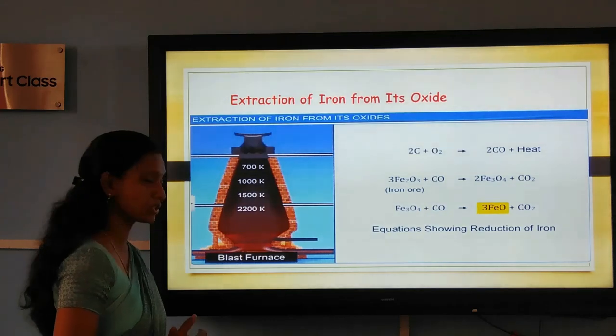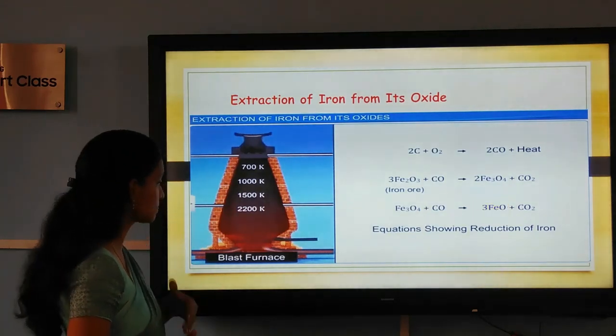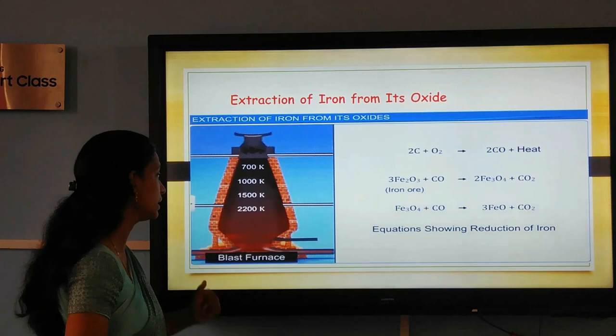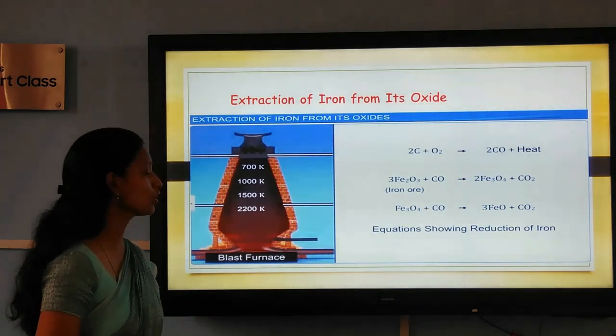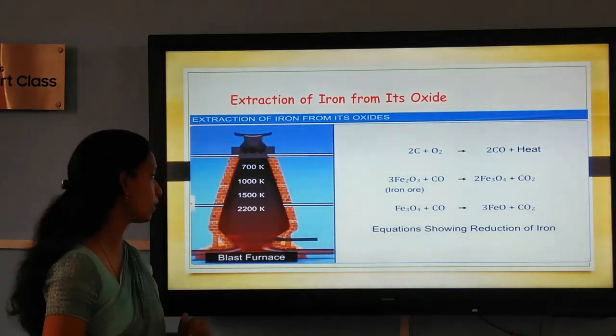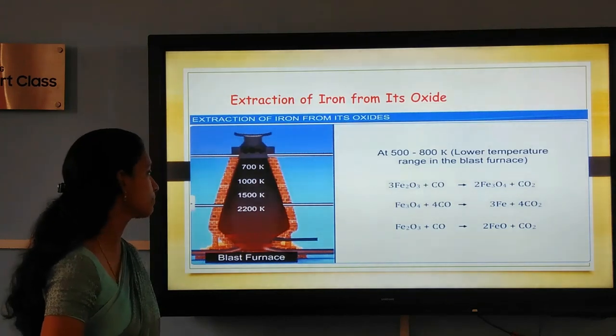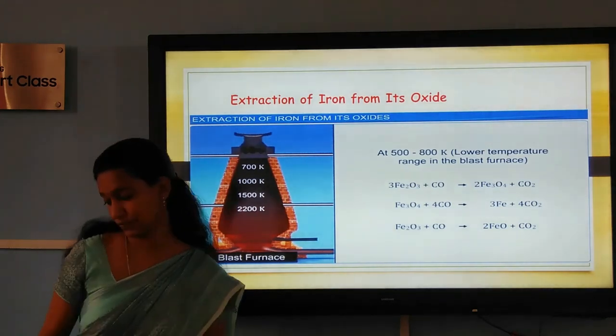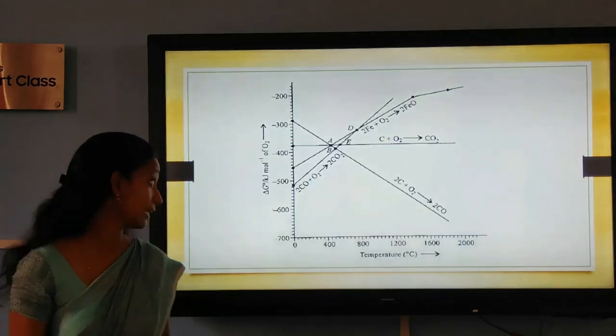The reduction of the oxide form FeO actually takes place at a higher temperature down the blast furnace, and reduction of Fe2O3 and Fe3O4 happens at a lower temperature above the blast furnace. This is according to the Ellingham diagram.